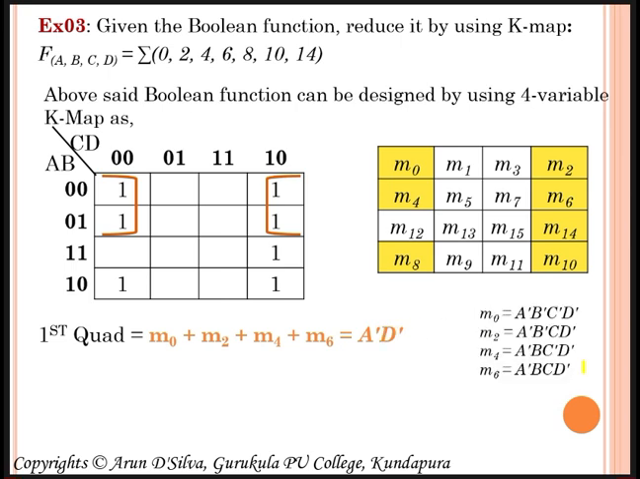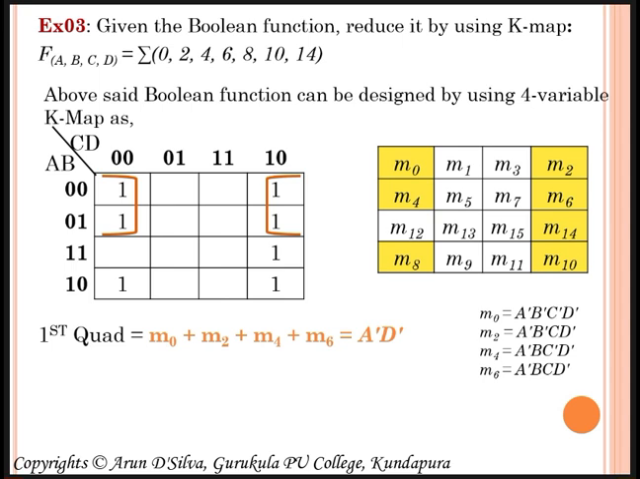By using the alternative method, that is, we are listing all the minterms m0, m2, m4, m6. The minterms are m0 equal to a dash b dash c dash d dash, m2 equal to a dash b dash c d dash, m4 equal to a dash b c dash d dash, and m6 equal to a dash b c d dash. Now here a dash is common, b dash changes the state, c also changes the state, d dash common. So from this we understood that we have to take only a dash and d dash.